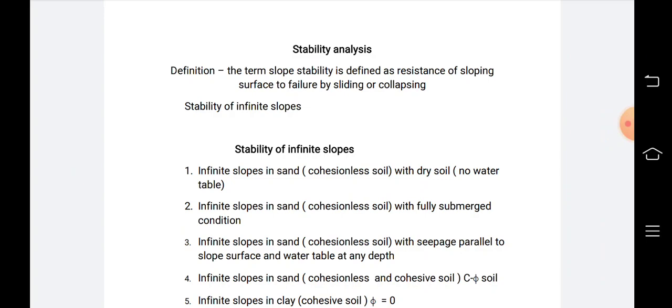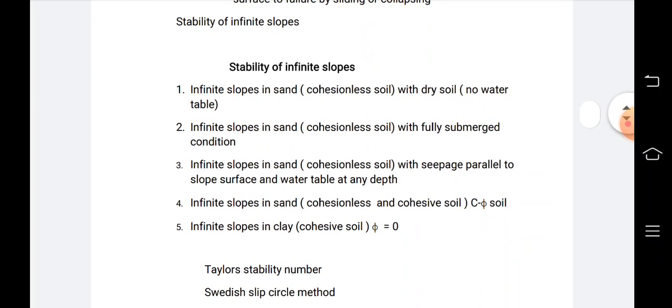That is nothing but the stability analysis, that is, the resistance of the sloping surface to failure by sliding or collapsing. In that, we have to check the stability of the slope for the following conditions. The first case is an infinite slope in sand, that is cohesionless. Sand is nothing but cohesionless soil, here dry soil. We are taking this sand, but it contains no amount of water. Only dry sand we are going to consider and check its stability.